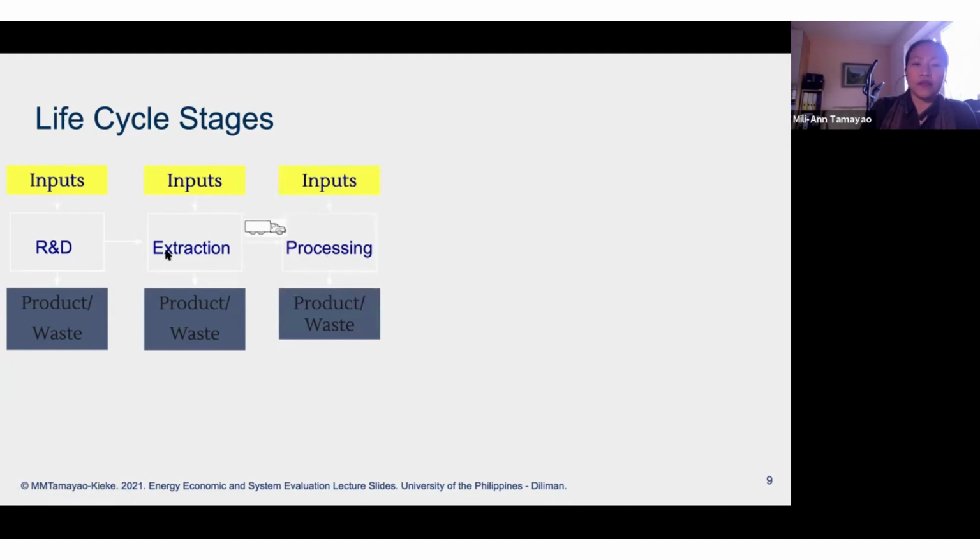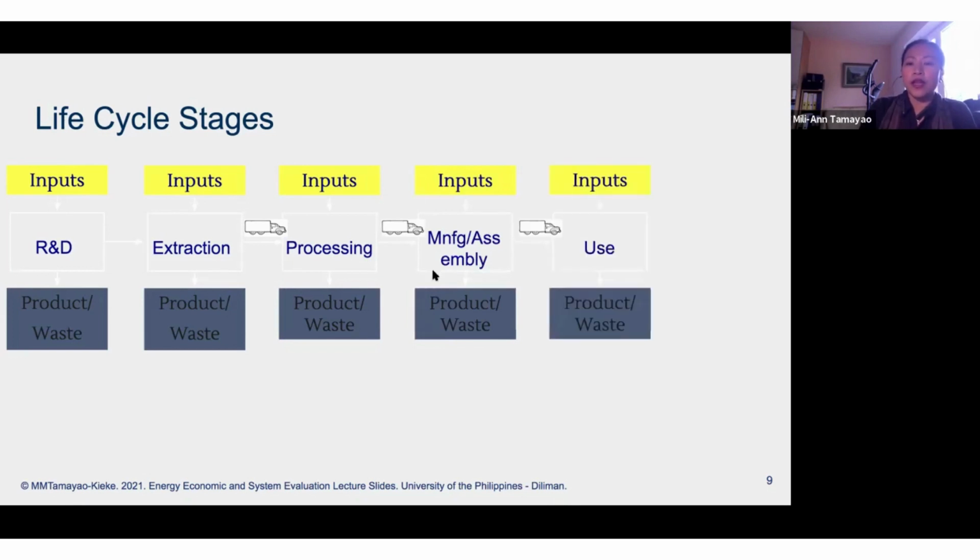And then you have processing of the extracted raw materials, processing into products that will later on be used for manufacturing and assembly. And then, of course, after manufacturing and assembly, it will be distributed for use by your consumers. And take note, between each life cycle stage, there's transportation activity going on. And then, of course, you have end of life, from use, after the product's lifespan. And of course, there's some transportation also involved.